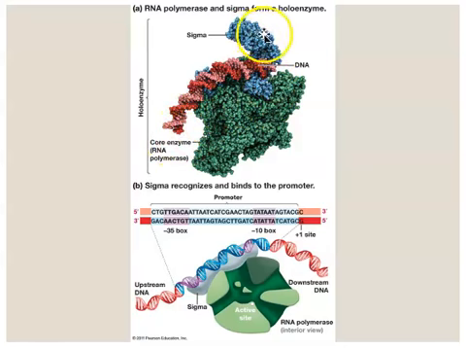So sigma is going to come in and bind to part of the regulatory region of this gene, the -10 and the -35 positions upstream from the +1 site. And it's going to guide this core into place so that as the core starts to move downstream, the very first base that will be transcribed is the +1 base.